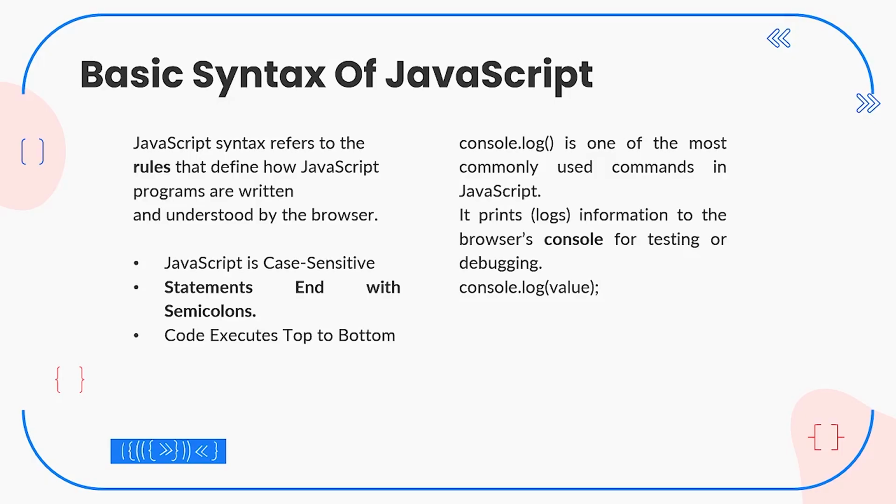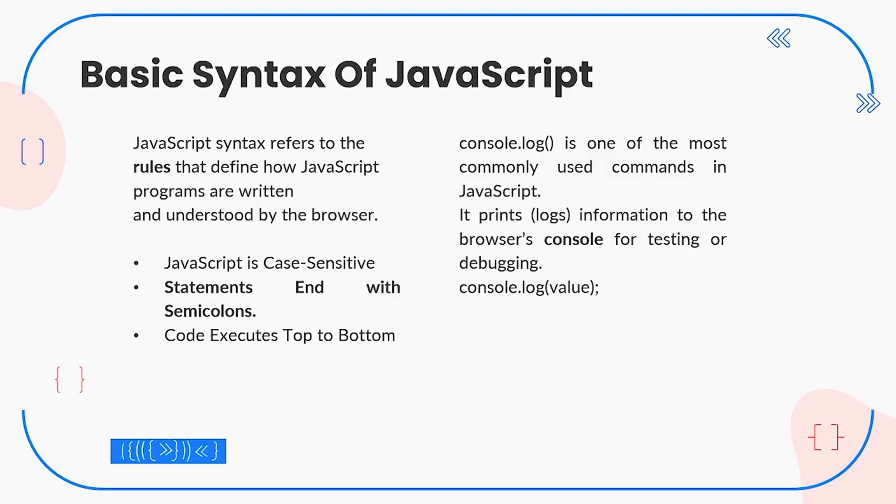So if you want to print out a statement, use console.log. console.log is one of the most commonly used commands in JavaScript. It prints the information to the browser's console for testing or debugging. So this is the format: console.log, and then within the brackets, you state your value, whether it is a string or an integer or anything.